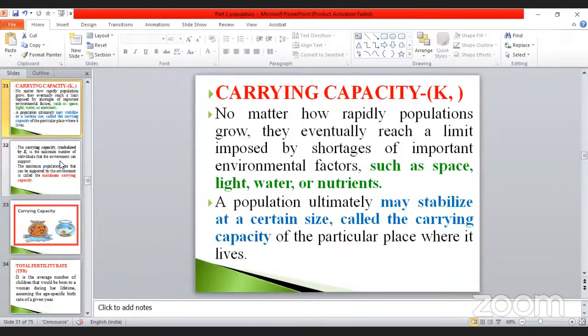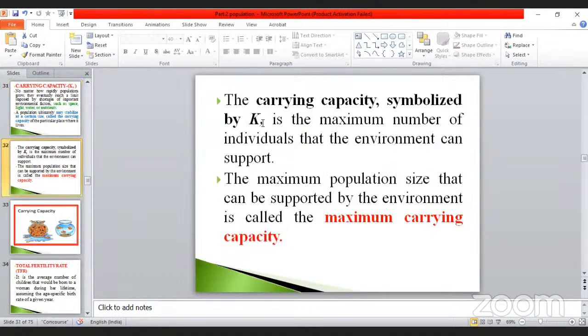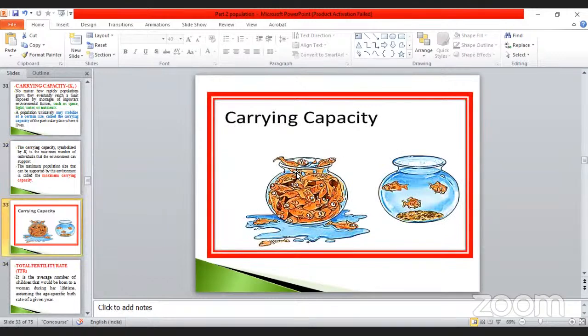What is carrying capacity? The population ultimately may stabilize at a certain size, called the carrying capacity of the particular place where it lives. This is considered as K. The maximum carrying capacity is the maximum population size that can be supported by the environment. I already showed an example of the carrying capacity.